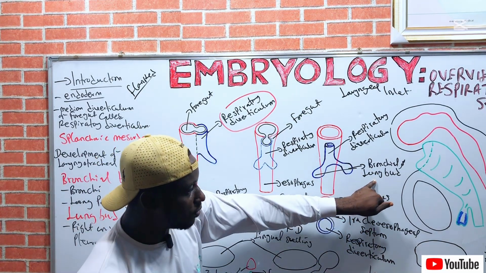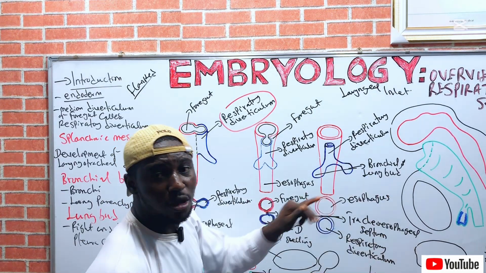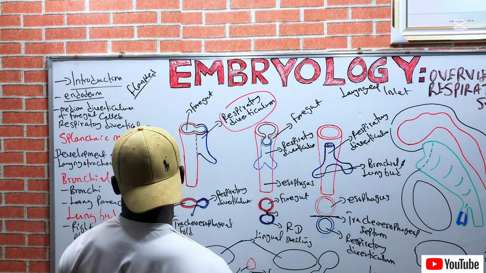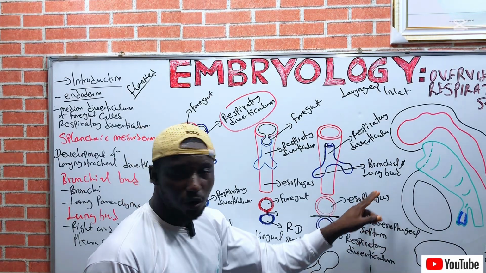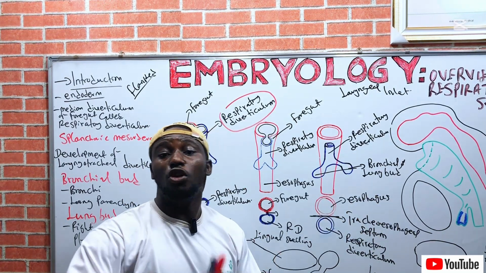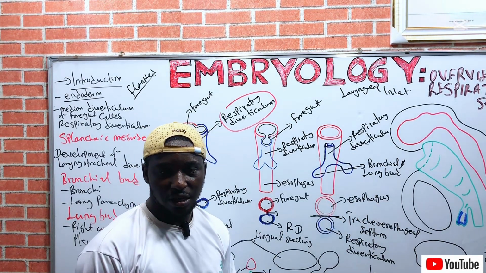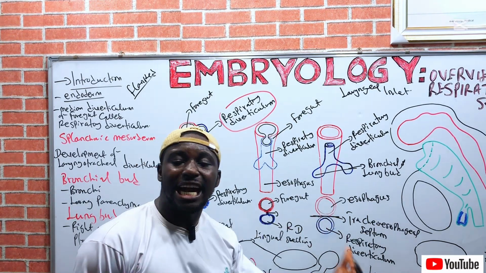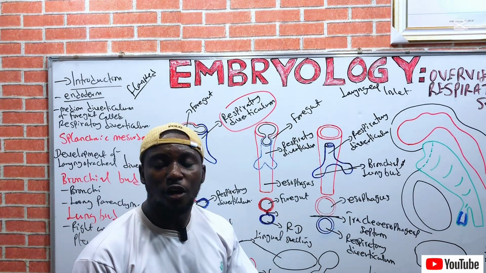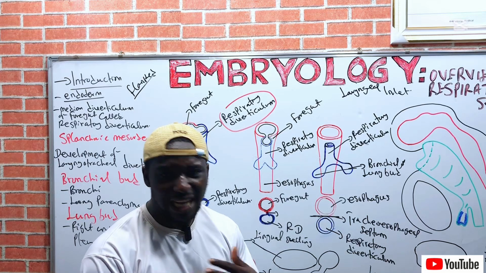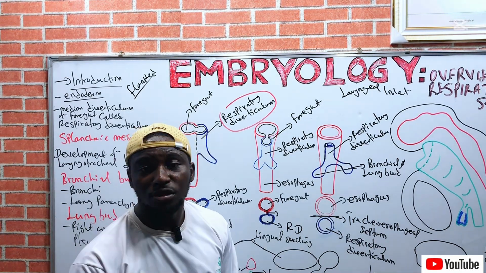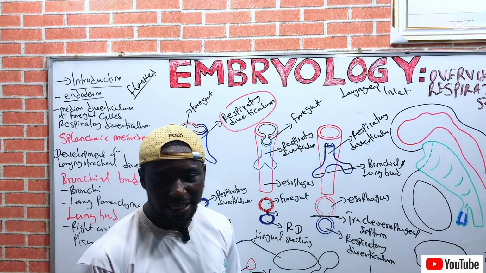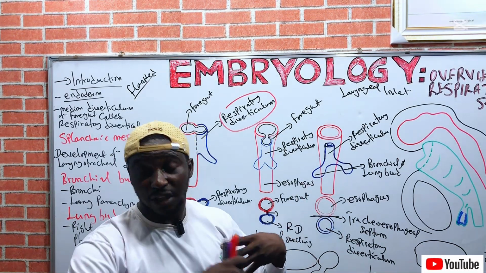Now, the lung bud chooses to form the right and left pleural cavity because the lung bud invaginates into the pericardioperitoneal canals. Now, the right and left pericardioperitoneal canals form the right and left pleural cavity. So these are the structures that form the lower respiratory tract. This is how they develop.